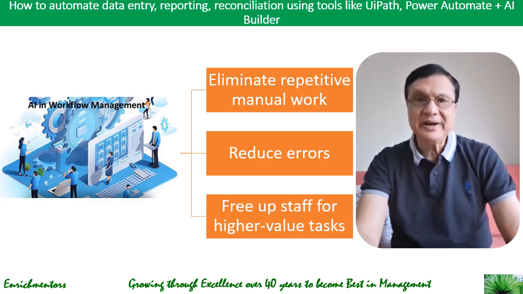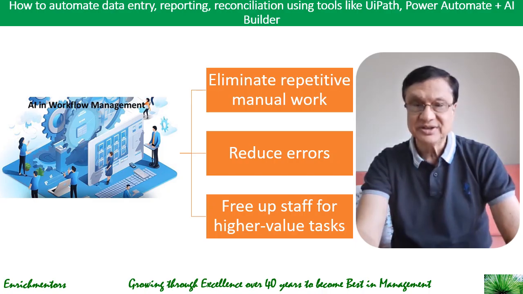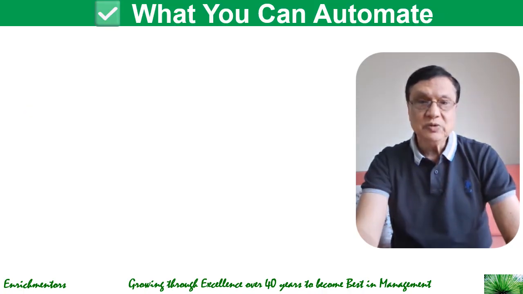Now, what are the practical end-to-end steps that you can take to set up automation workflows that combine RPA and AI for different business scenarios? Let us take a look at them. So first, let's take a look at what can you automate. Not everything can be automated, right? So there are a few things that can be automated.